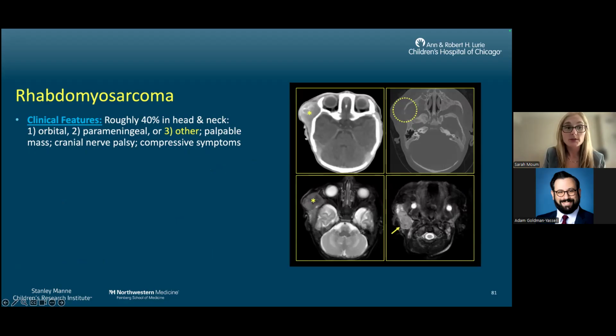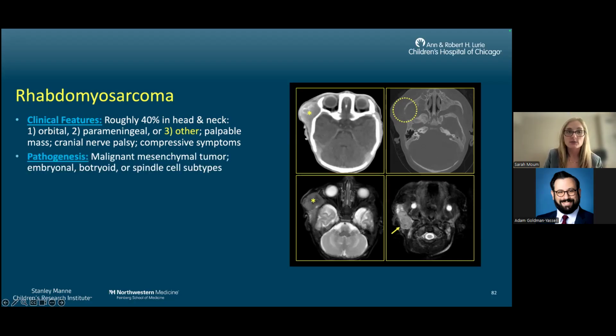About 40% of these will be in the head and neck. Remember that rhabdomyosarcomas are the most common infantile soft tissue sarcoma we see in clinical practice. For lesions involving the head and neck, we can subdivide them into orbital, parameningeal, or other head and neck locations. Parameningeal means middle ear, nasopharynx, paranasal sinuses, or nasal cavity. Especially in the infant population, we're more likely to see involvement of other locations.